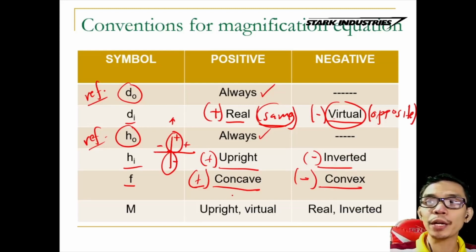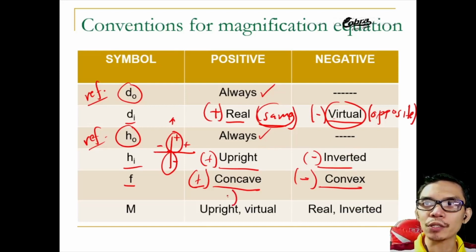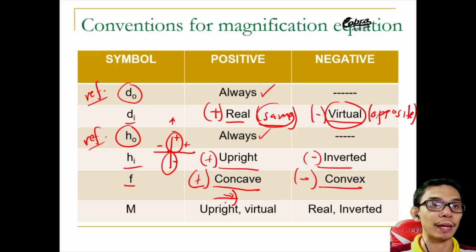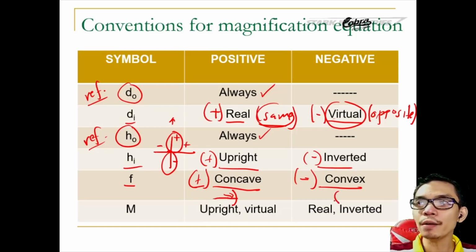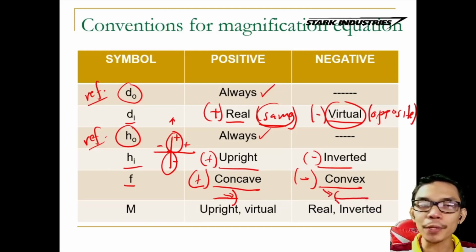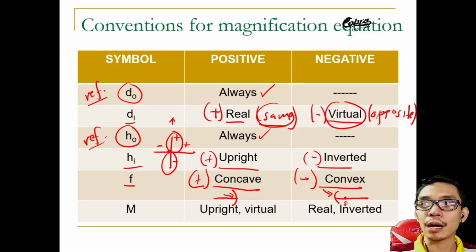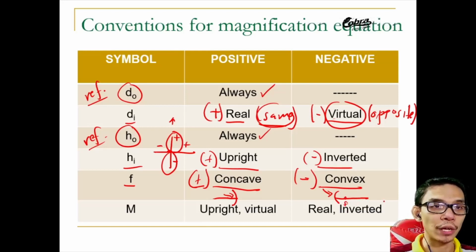And also in terms of their opening, the concave mirror's reflective side is on this side, so the focal length is on the same side as the reflective side. Now the convex mirror's reflective side is on the opposite side, so the focal length is located opposite to the reflective side. So the focal length is over here, which means that it is a negative sign convention.